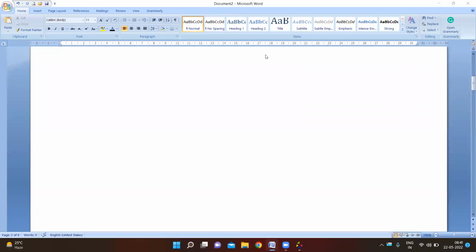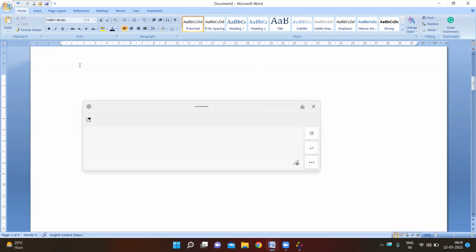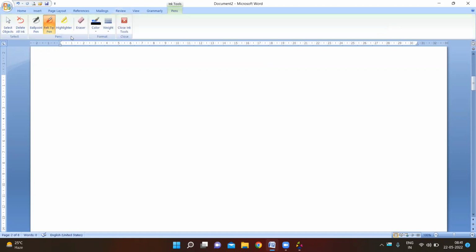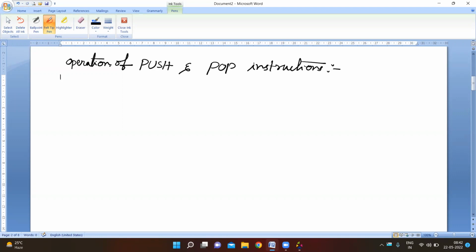So first I'll concentrate on the operation of push and pop instructions. Next heading is operation of push and pop instructions.